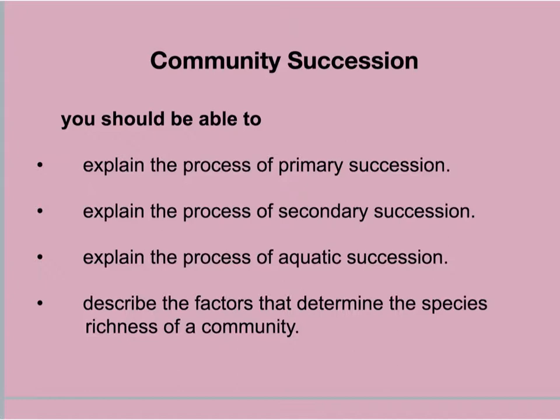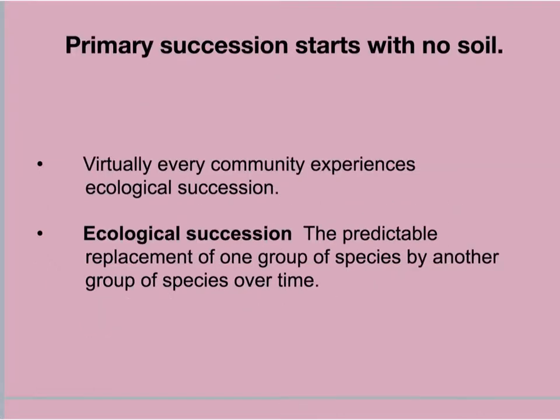Community succession. By the end of this lesson, you should be able to explain the process of primary succession, secondary succession, and aquatic succession. AP tests love to talk about aquatic succession. So be able to describe the factors that determine the species richness of a community that is under succession.